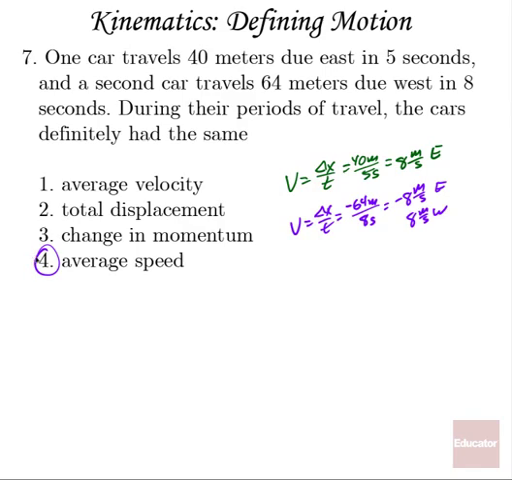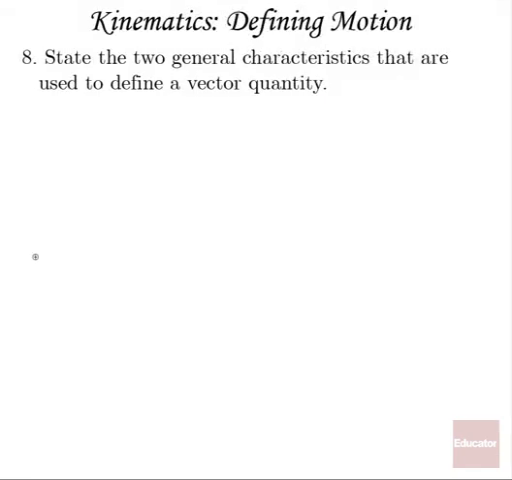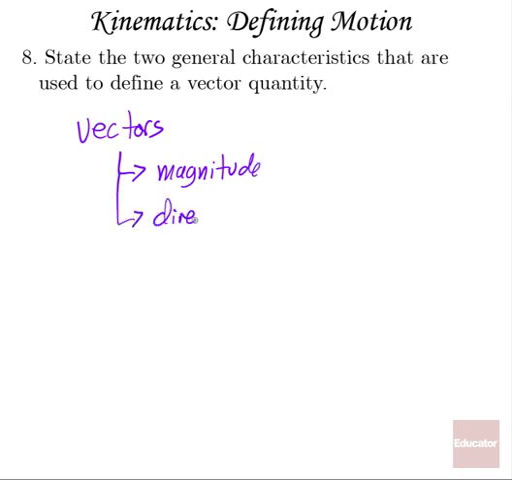Let's check out one more. State the 2 general characteristics that are used to define a vector quantity. Vectors are made up of 2 things. They must have a magnitude, or a size, and a vector also has a direction. So magnitude and direction gives you a vector.